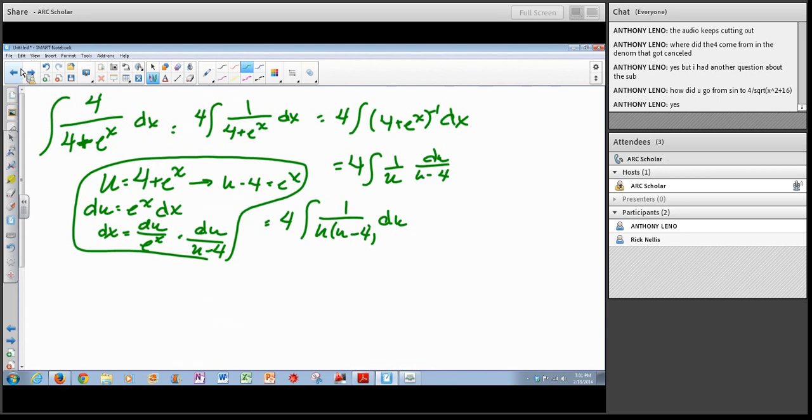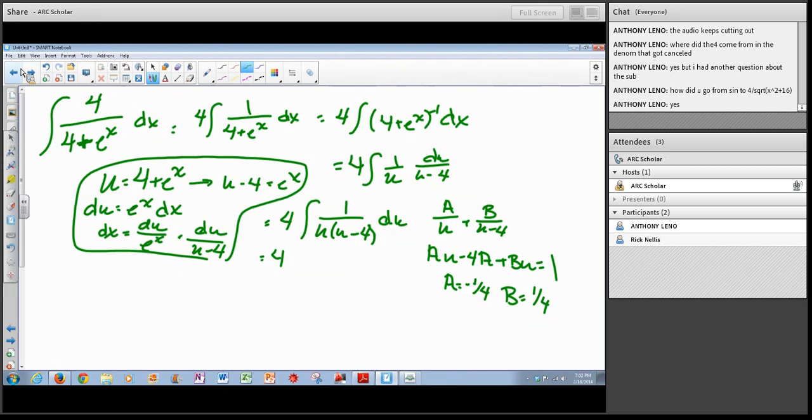So if we have 2 linear terms in the denominator, partial fractions. So a over u plus b over u minus 4, right? So then we get a times u minus 4, plus b times u, equals 1. That means b equals 1/4. So what you do is you put in 0 for u, and the negative 4a is equal to 1.